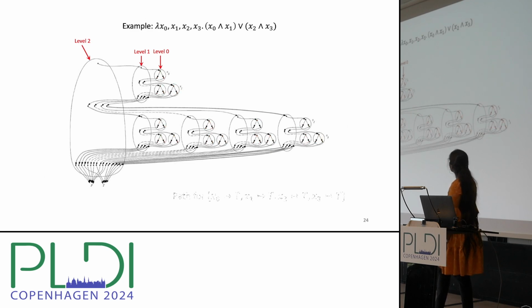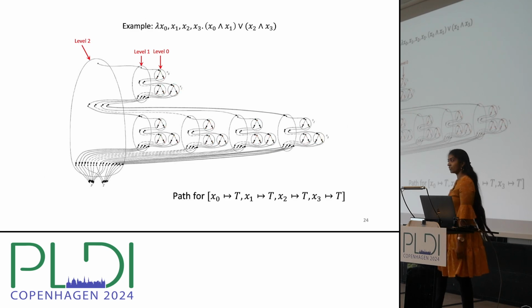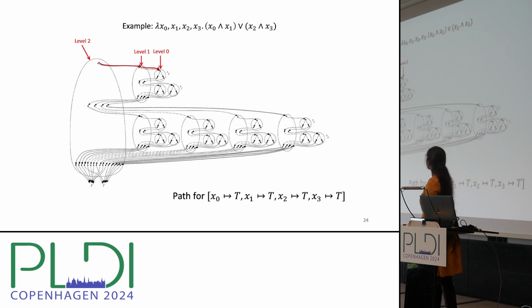So let us look at one path, the all-true path. This is encoded as follows. You take a path from level 2 to level 1, level 1 to level 0. Take the decision corresponding to the first variable, that is x0, and then follow the path. Take the second decision corresponding to x1, follow the path, and you do this until you reach the final value that is true. This is how it looks.